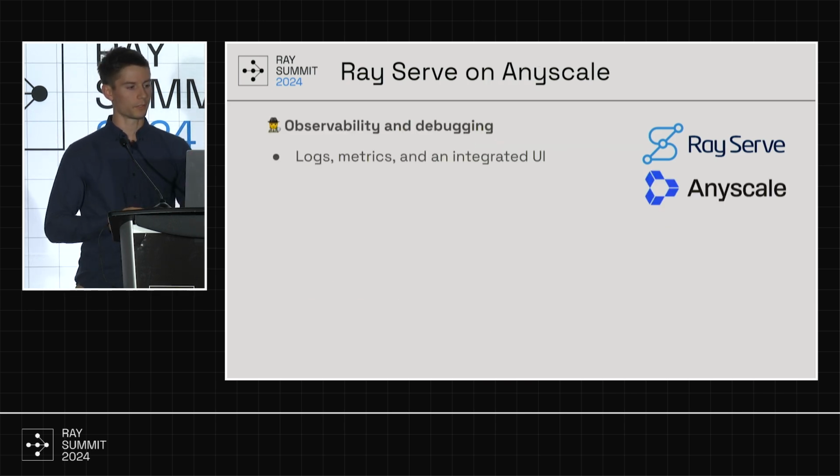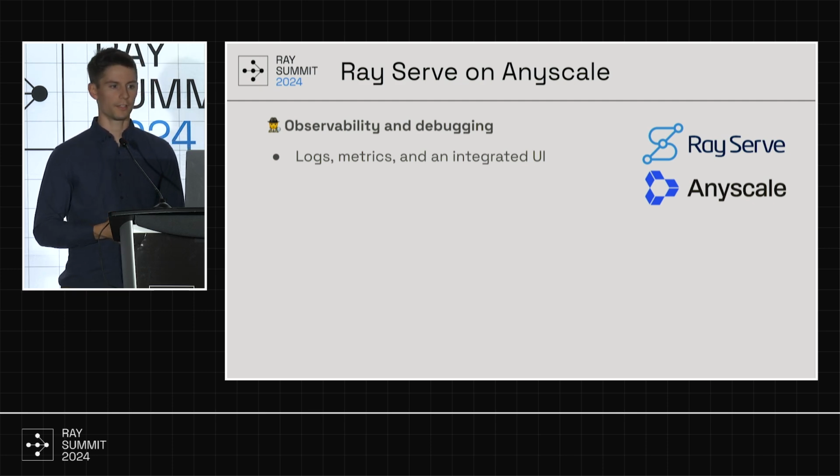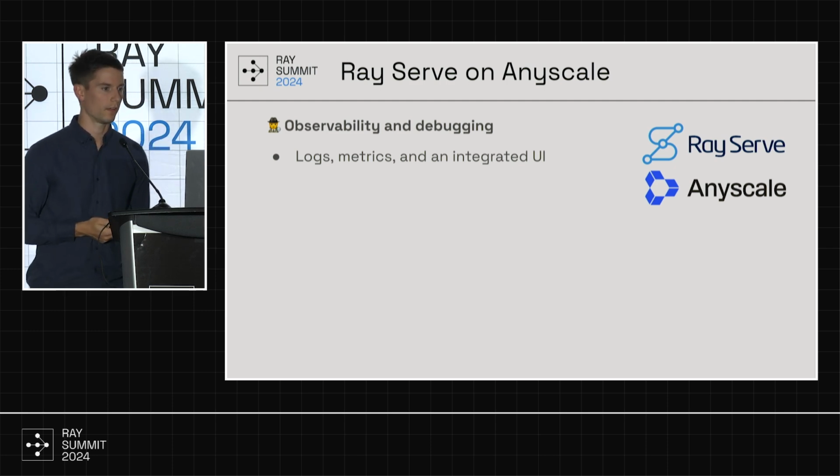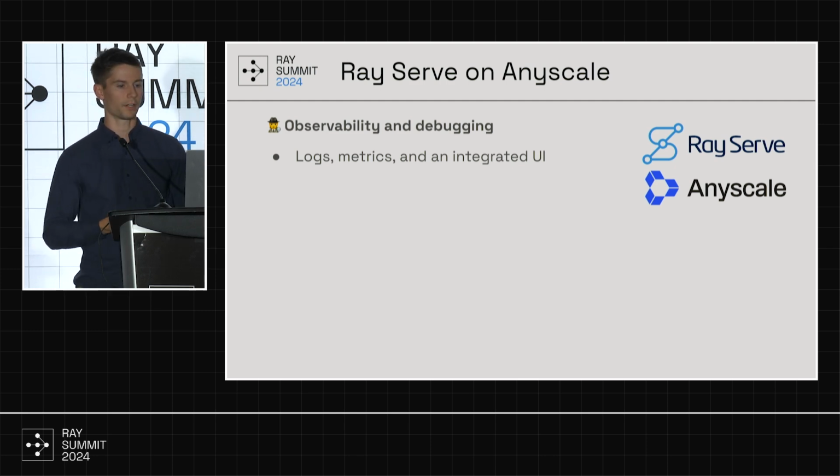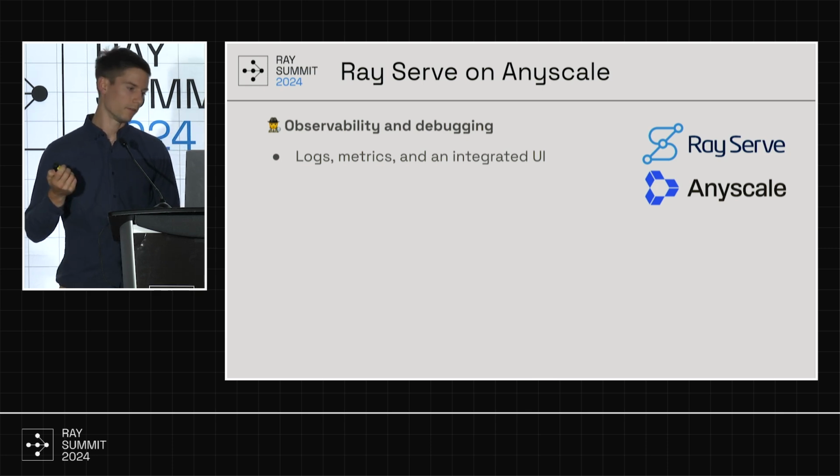So the first is observability and debugging. Anyscale comes packaged with an integrated UI that shows you status at a glance and historical information, and also has a lot of collaboration features built in. And we also have solutions for logs and metrics out of the box. I didn't mention here, but we also have an integration for tracing, distributed tracing support.